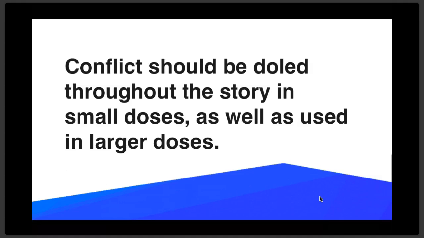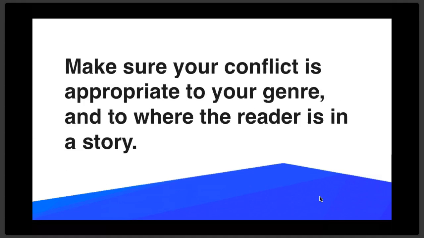Conflict should be doled throughout the story in small doses, as well as being used in larger doses. Make sure your conflict is appropriate to what you are writing, to your genre, and to where the reader is in the story. Again, you go from smaller conflict, building up so that you have greater conflict in the midpoint of the story than you had at that first quarter of the story. You have your greatest conflict at that climax of the story, a do or die moment.